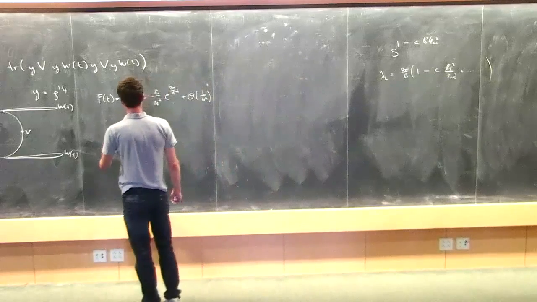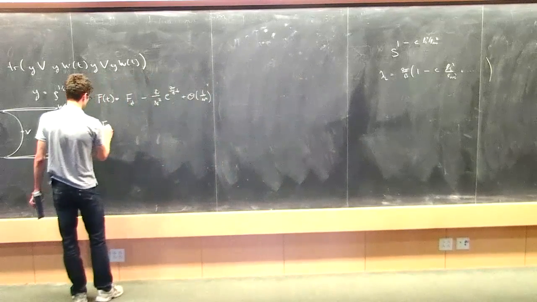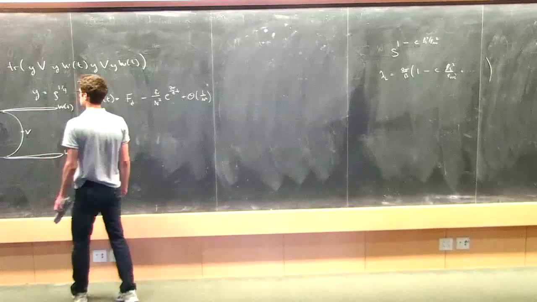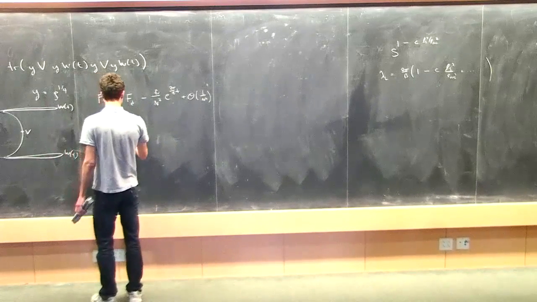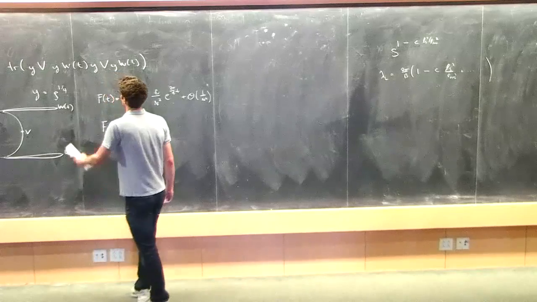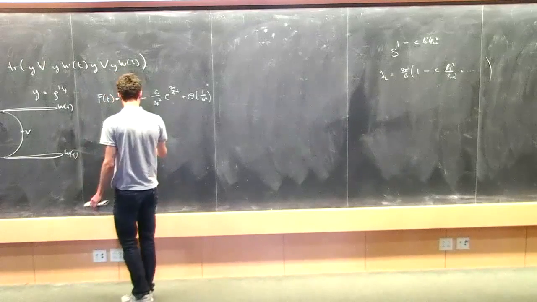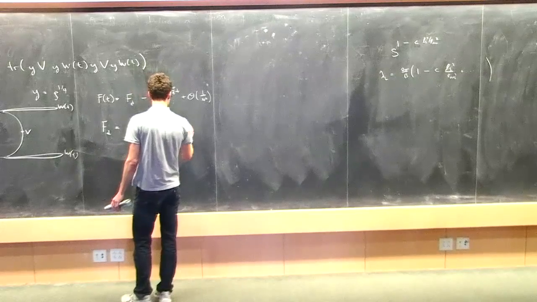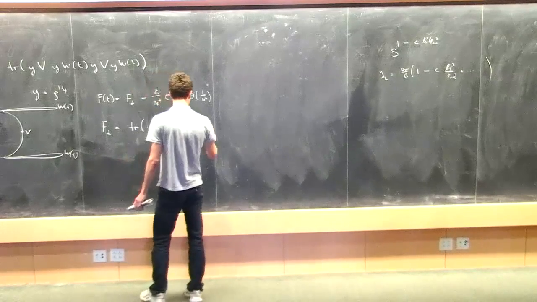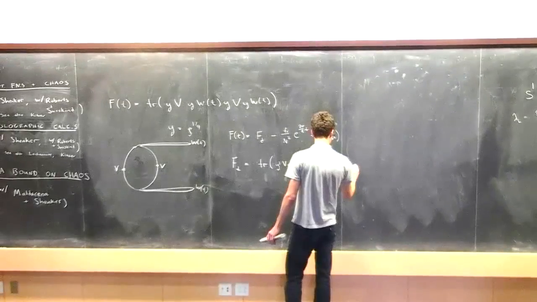So. Good. F_d here is equal to the disconnected contribution of the 4-point function, which in this case, where there are no VW 2-point functions, is trace y squared V times trace y squared W, y squared W.